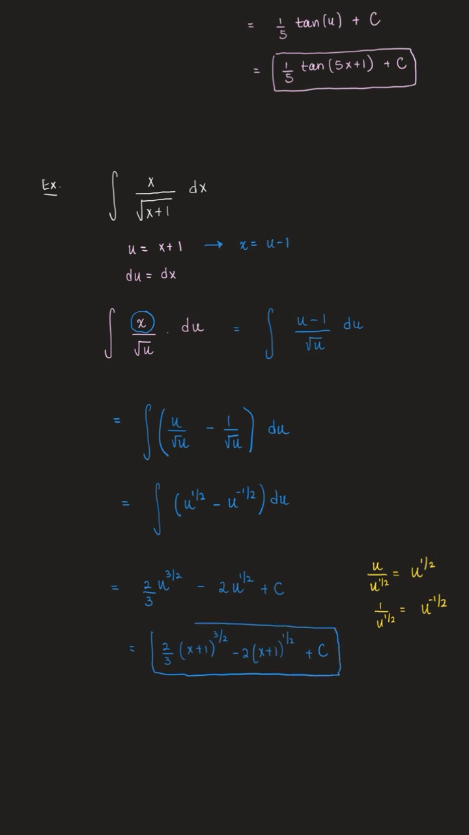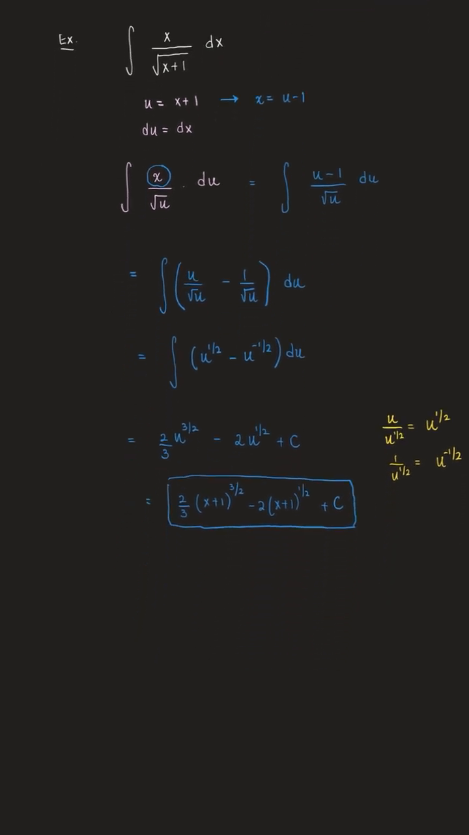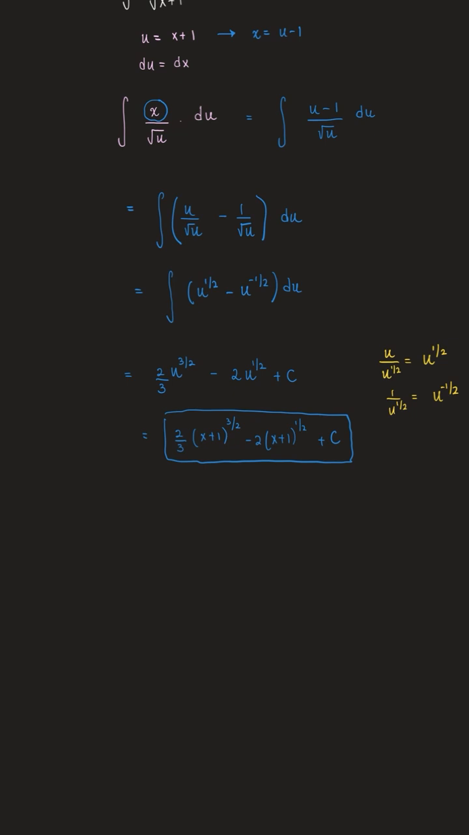You don't have to. I'm going to show you how, just in case you would like to do it that way. We can also write this solution as 2/3 times the square root of x plus 1 cubed, and you can write the cubed either inside the radical or outside of it. They are equivalent expressions. Minus 2 times the square root of x plus 1 plus C. So both of these are correct solutions.